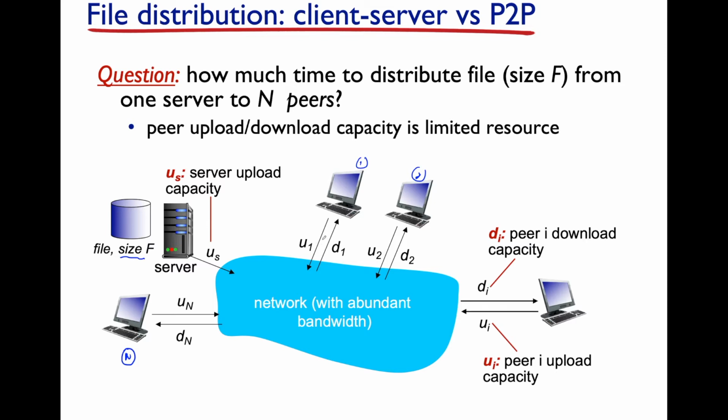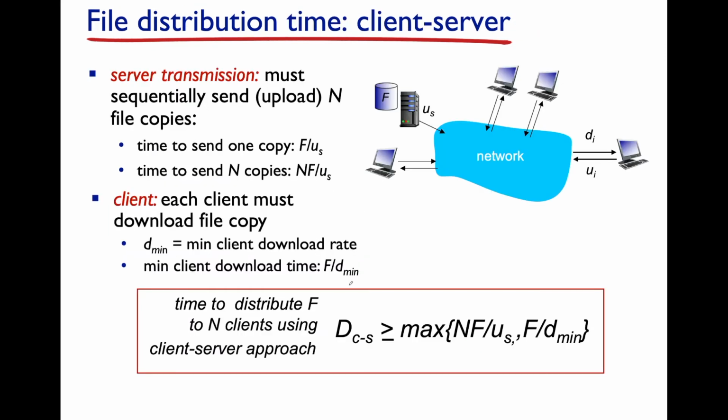We'll make the assumption here, which is typically the case, that the network bandwidth for the network core is so big that the amount of time it takes for files, for content, for packets to make their way across the network core is negligible. All right. And so the question then, what happens when you distribute a file in a client-server scenario?